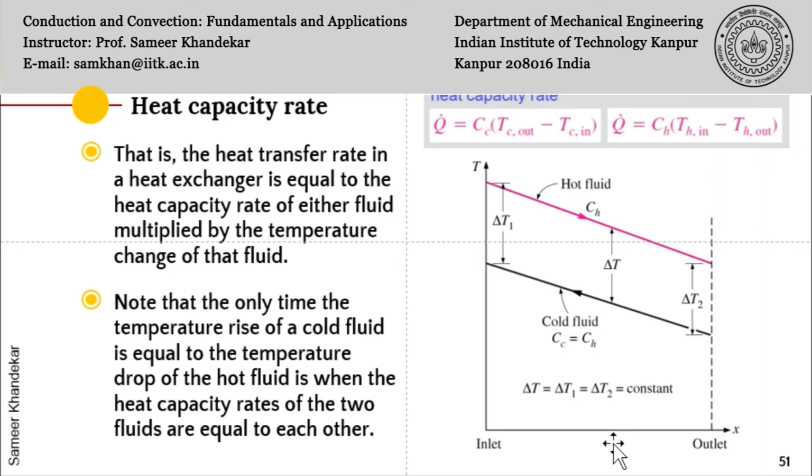mind you, the capital Cc can become equal to capital Ch by the combination of mass flow rate and specific heat. In certain cases mass flow rate can be low, but the specific heat is high, and therefore the multiplication comes to a value which can be made equal to the hot fluid value, and vice versa. So keep this in mind that the only time this can happen is when the capacity rates are similar or identical.